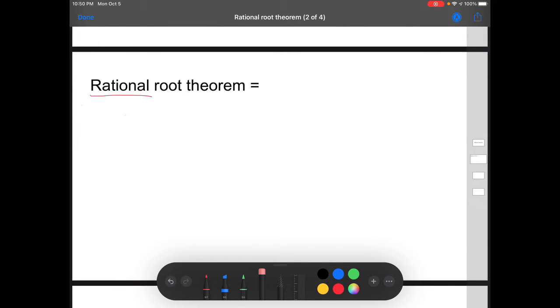And then roots are just other names for zeros. So it can also be called the rational zero theorem. But the more common name is the rational root theorem. By using this theorem, you get a list of all possible rational zeros.